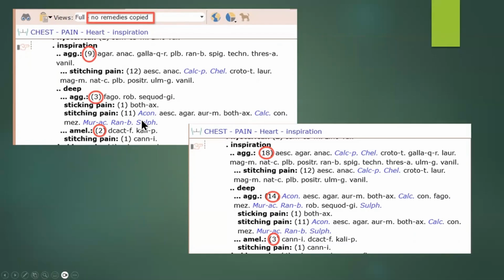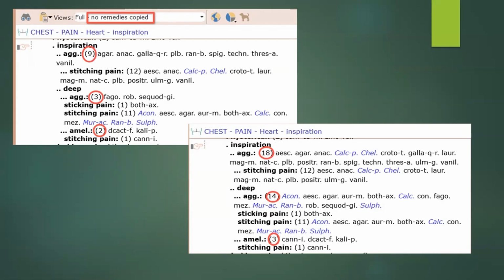And I'm going to show you just one more example to show how this is changing the availability of remedies. And this is not about additions. This is not about new provings of wacko remedies. No, this is just making visible and usable what is there already. So the example I chose is the chest pain heart from inspiration. And if remedies are not copied to the sub-rubrics, you find 9. But you see there is this rubric under stitching with 12 remedies. And if you combine them, you copy them to the related sub-rubric, you have 18. You go from 9 to 18 remedies.